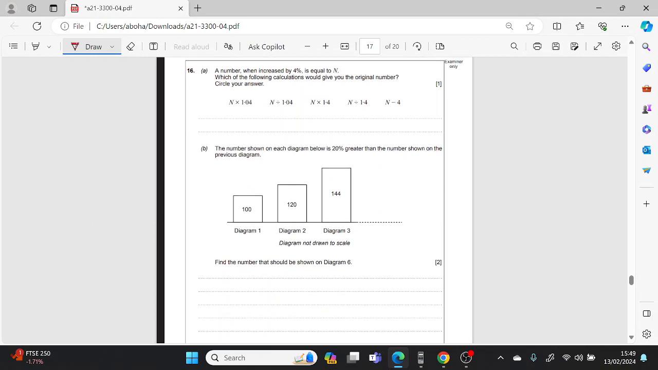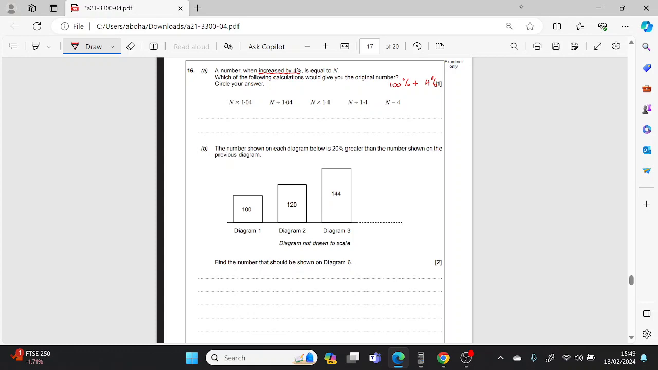16. A number when increased by 4% is equal to n. Which of the following calculations would give you the original number? Well, all you've got to do is, if it's an increase of 4%, it's 100% plus the 4% increase. So it's the original amount plus the 4% increase.